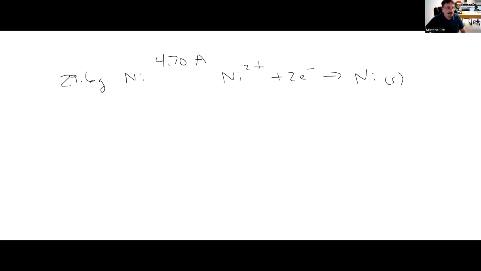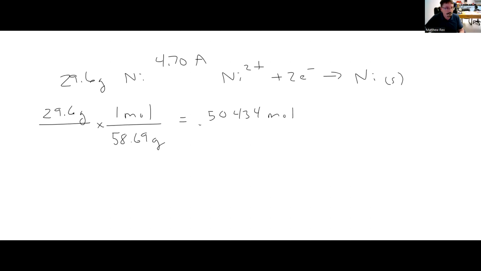We want to find out first, how many moles of nickel is this that we're plating? So we're going to go and look up the molar mass of nickel from our periodic table. Should have been 58.69. So if I divide 29.6 by 58.69, I'm going to get 0.50434 moles.